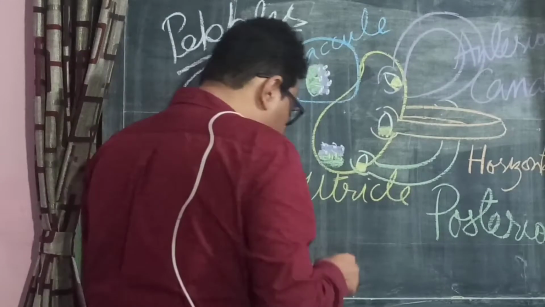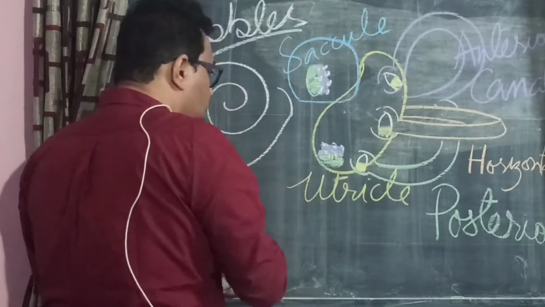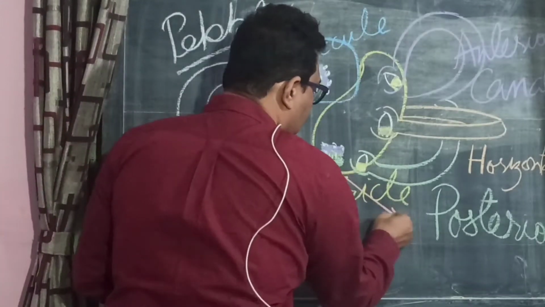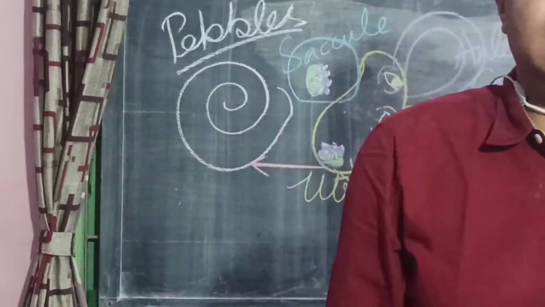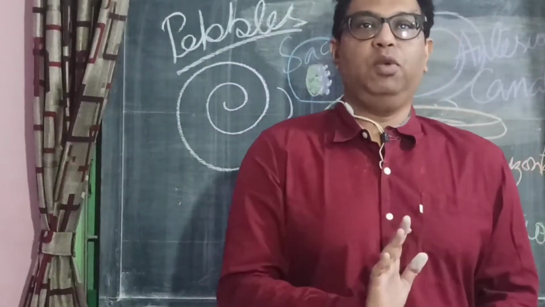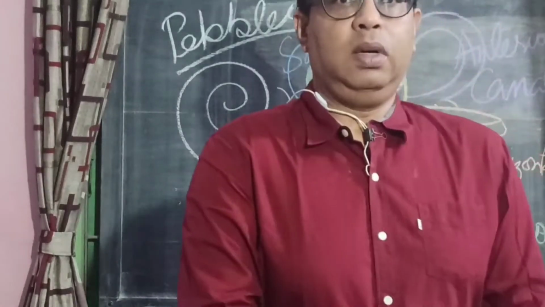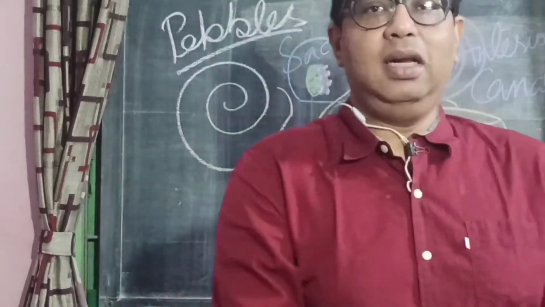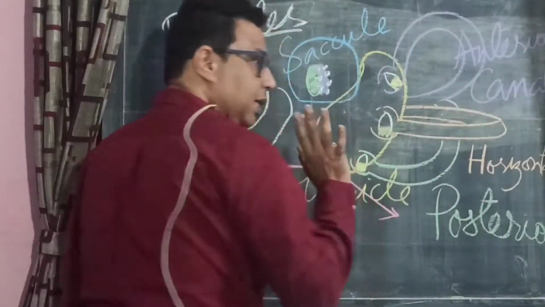What movement do they pick up? Usually from the utricle, movements which are lateral or translational, like this. Suppose I am standing and now I am moving ahead, or I am moving to the side, to this side. These are lateral translational movements. So usually picked up by the utricle.